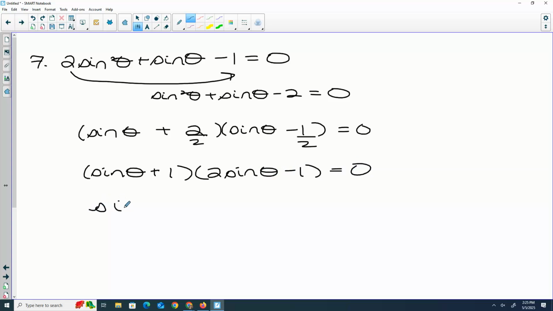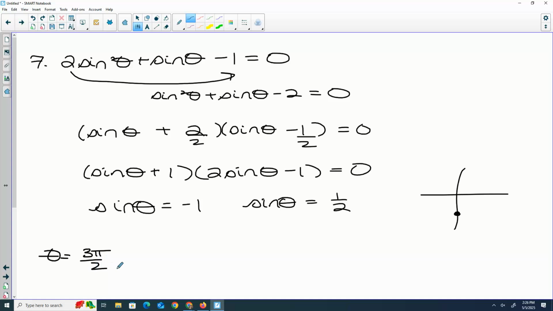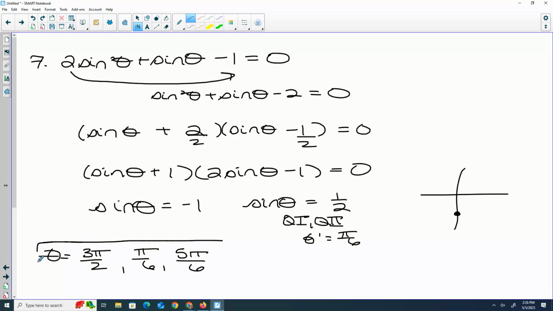So if we set these to 0, that means sine could be negative 1, or sine could be a positive 1/2. So think about your unit circle. Sine is the y. When y is negative 1, that is 3 pi over 2. In which quadrants is sine positive? Reference angle. When is sine 1/2? 30 degrees. In radians, that's pi over 6. So pi over 6 in quadrant 1 is pi over 6. In quadrant 2, that would be 5 pi over 6.